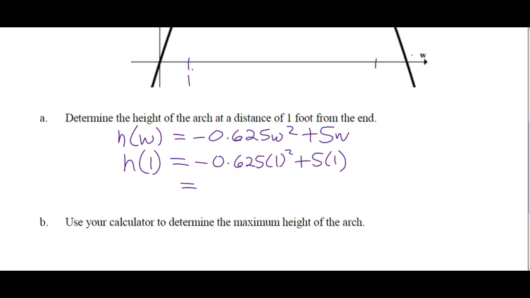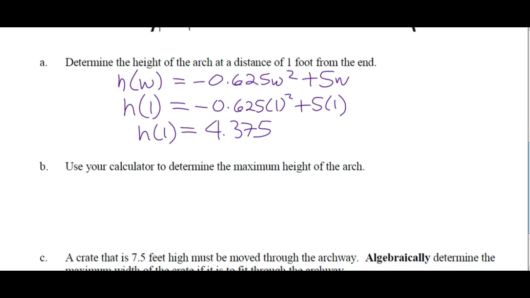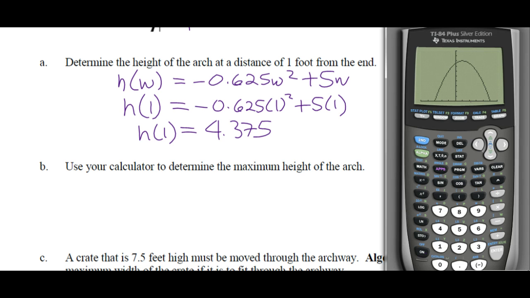Check it on a calculator. Okay, check that. I don't want this being some wrong answer. Okay, yeah, that's right. Okay. Negative 0.625 x squared plus 5x.